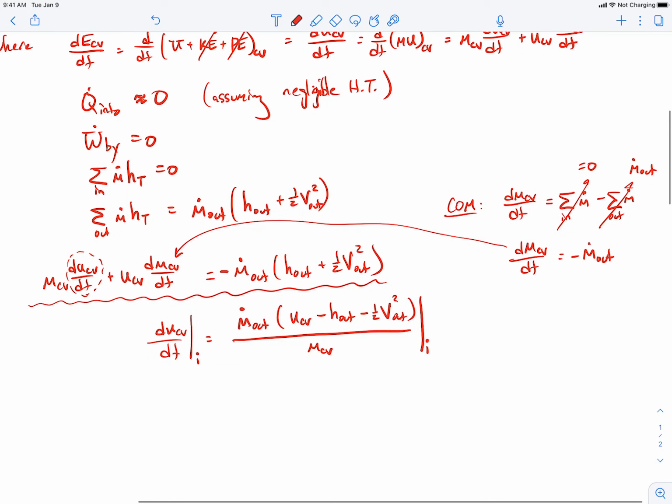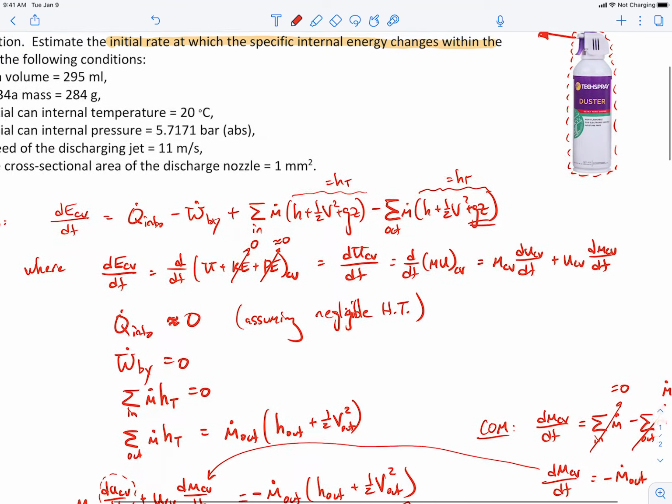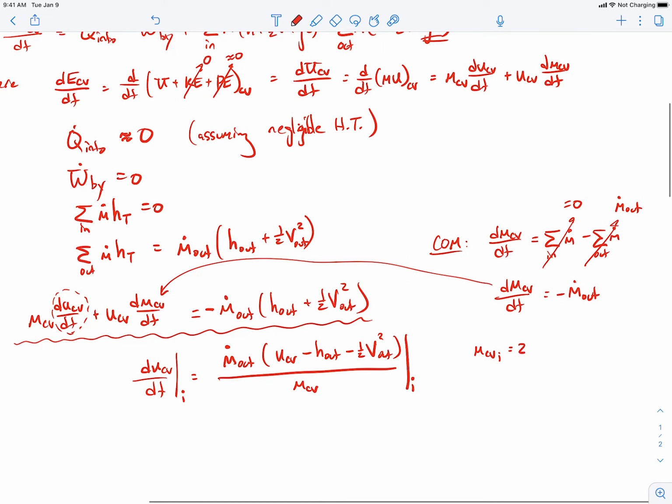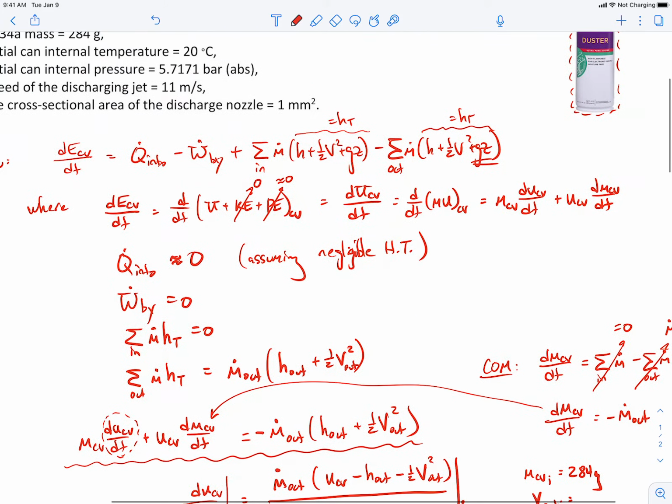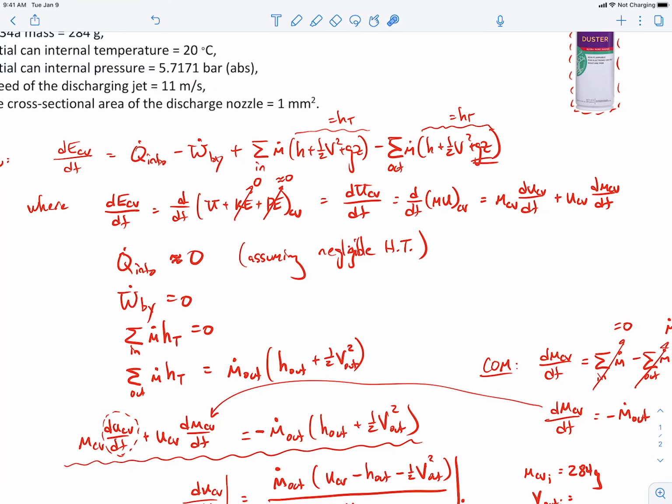So again, I know the mass in the control volume initially. That was the 284 grams. I know the velocity out initially. That's the 11 meters per second.